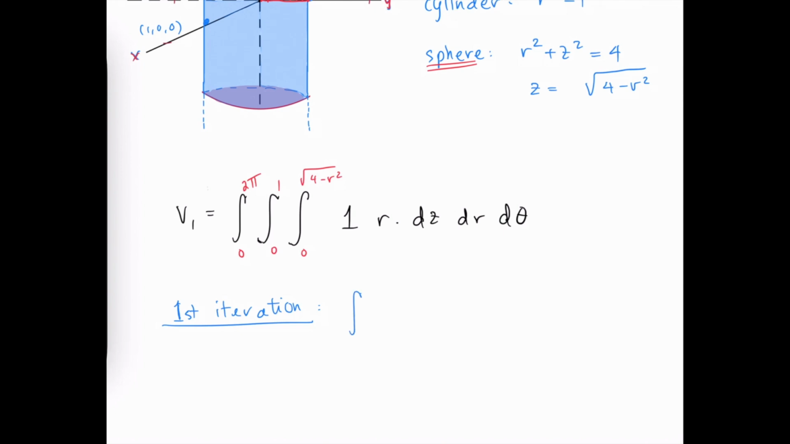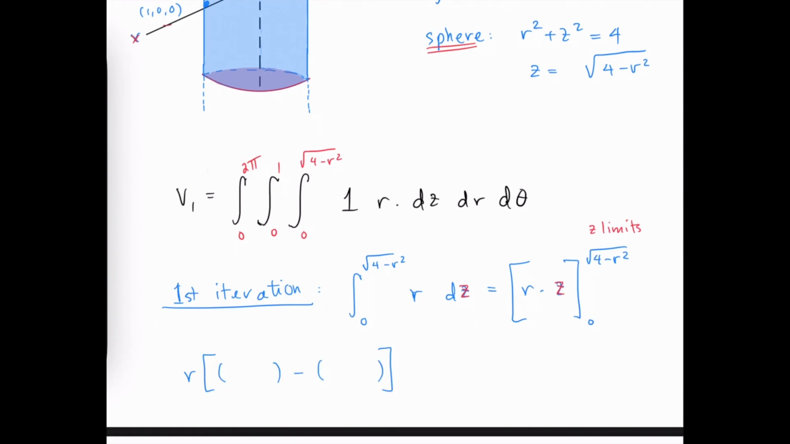So now this first iteration is going to be the integral from 0 to the square root of 4 minus r squared, r dz. And with respect to z, r is being held constant, so this antiderivative is just r times z. And these limits of integration are z limits that are going to be plugged in for z because we integrated with respect to z. So we can plug our upper limit into the antiderivative and the lower limit to get r times this radical 4 minus r squared, which then becomes the integrand for the second iteration.